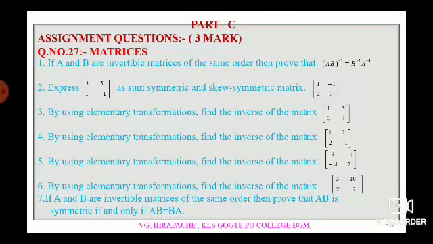Question number 1. If matrices A and B are invertible matrices of the same order, then prove that the inverse of AB is always equal to B inverse A inverse. Question number 2. Express the given matrix 3, 5, 1, minus 1 as a sum of symmetric and skew symmetric matrices. In this question I have given 2 problems. The first problem is the matrix containing 3, 5, 1, minus 1. And the second problem for the same question is 1, minus 1 in the first row, 2, 3 in the second row.